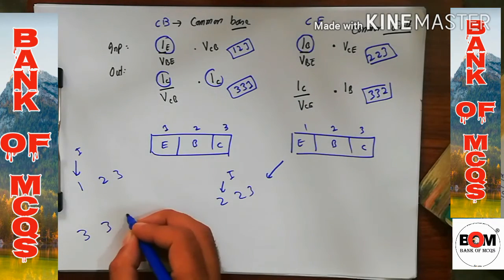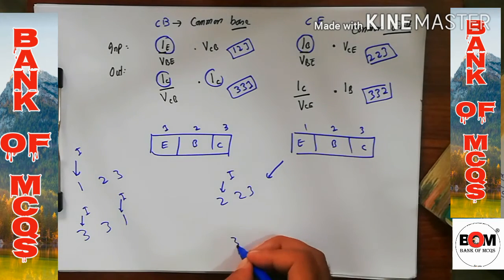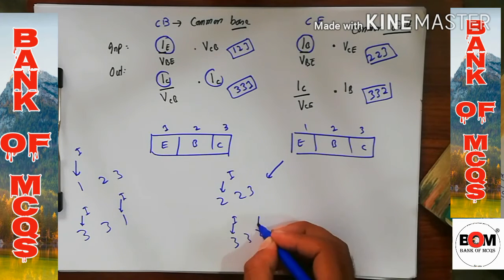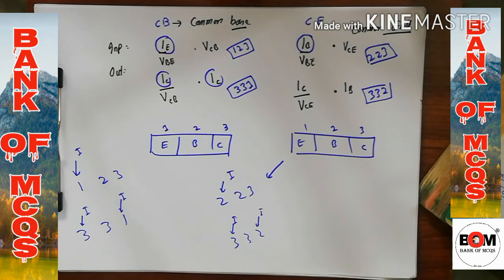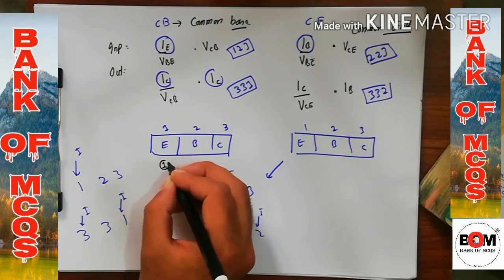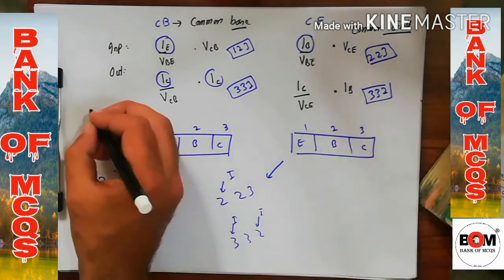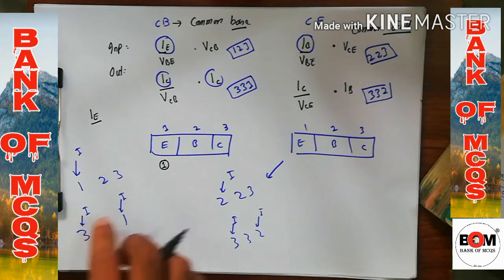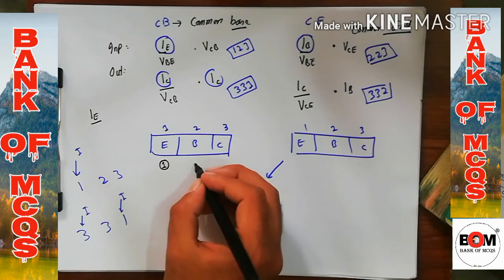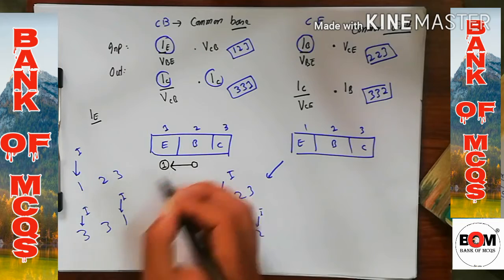Now for 331, this is current, and for 332, this is current and this is current. Now, 1 2 3, 3 3 1. The 1 stands for the current of E, which is IE, divided by what? 2, meaning B. Now to select another quantity, mark that point and start an arrow toward the left.